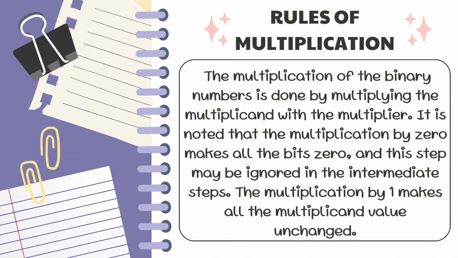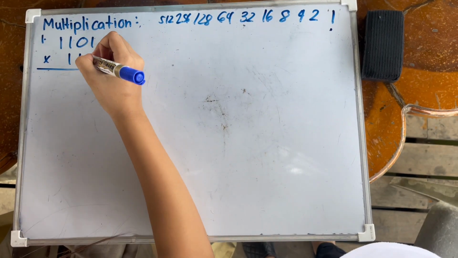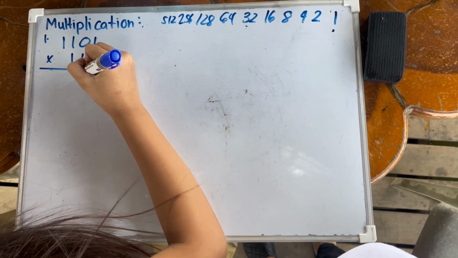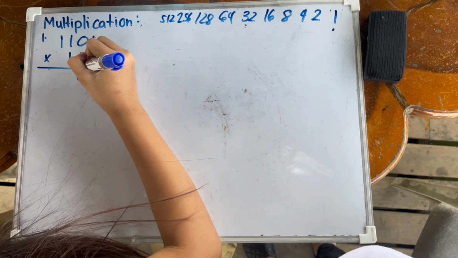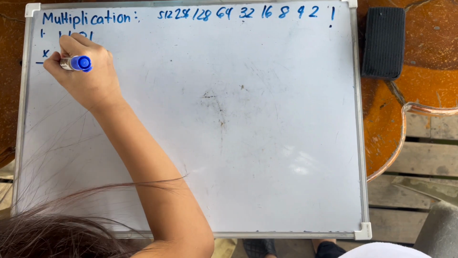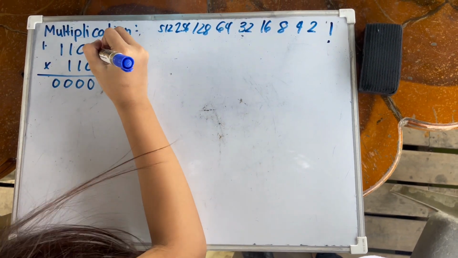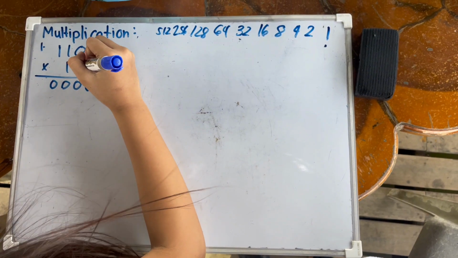It is noted that the multiplication by 0 makes all the bits 0, and this step may be ignored in the intermediate steps. The multiplication by 1 makes all the multiplicand value unchanged. Hello everyone, here we have Ahleah multiplying 1101 and 110. So first up, you must write the numbers vertically, lining up the rightmost digits, and then you multiply each digit in the bottom number by each digit in the top.